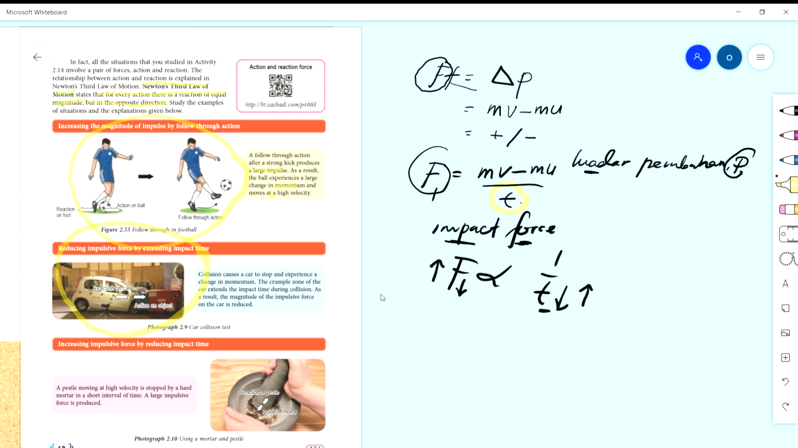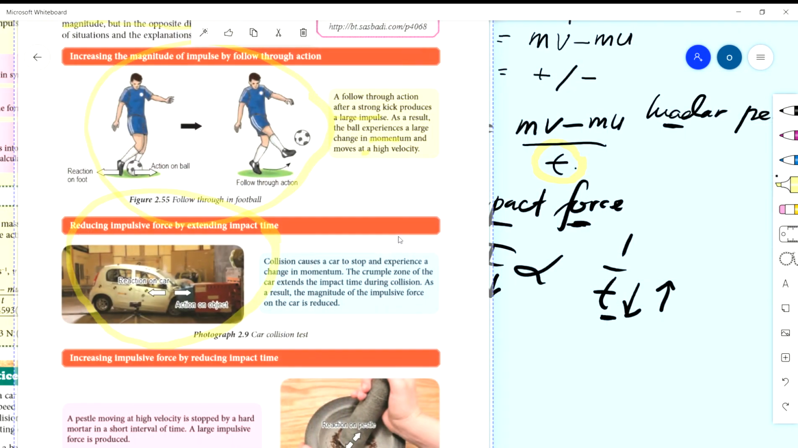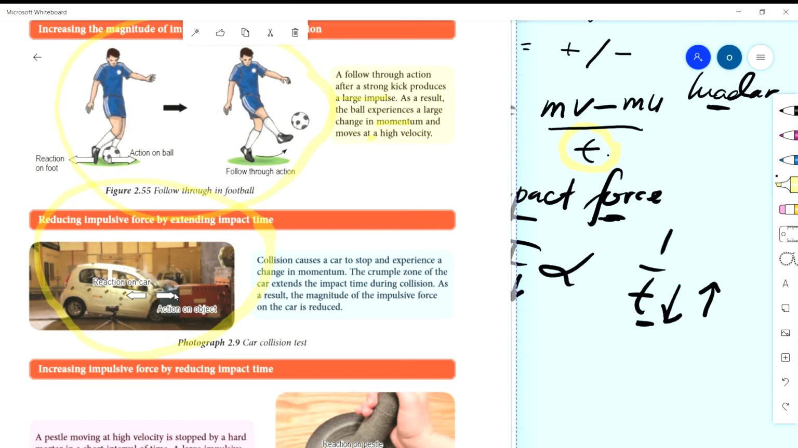Okay, so during collision, let's say this we have a test. Collision cause a car to stop and experience a change in momentum, the crumple zone. Okay, crumple zone ni kita panggil bumper. Okay, kadang-kadang awak tengok dalam satu accident, kereta tu lagi remuk, lagi teruk kereta tu, lagi selamat penumpang kat dalam dia. Okay, kenapa? So, masa dia accident, bahagian ni, okay, kita panggil bumper, crumple zone ni. Okay, bahagian ni remuk teruk. Bila dia remuk teruk, case dia sama macam kita bend the legs lah. So, bila dia, okay, ini depan kereta ni, dia duduk macam ni.